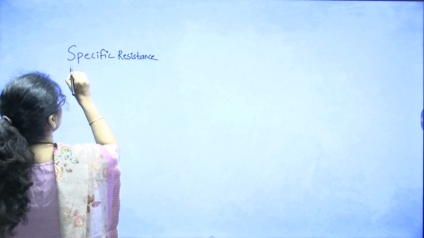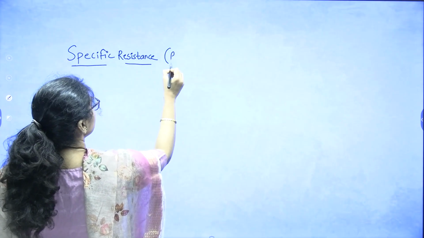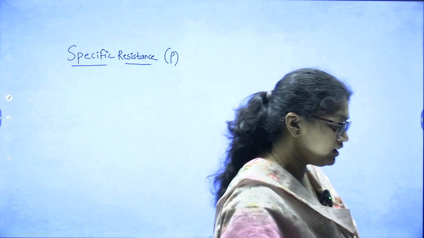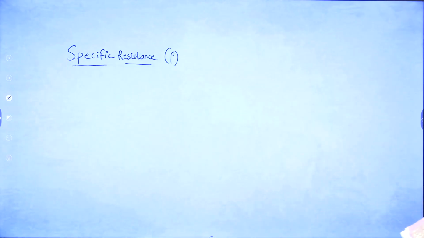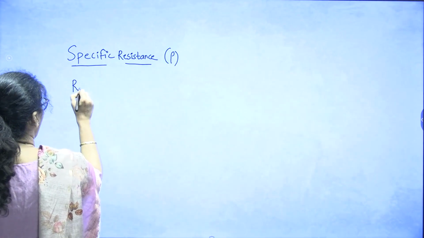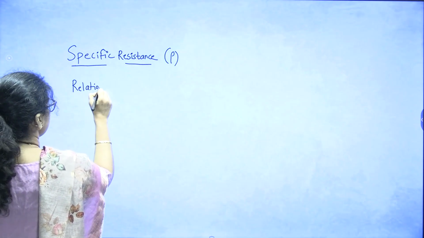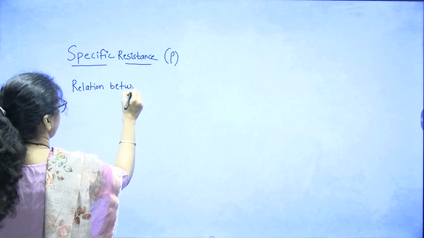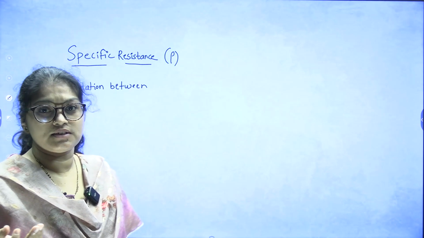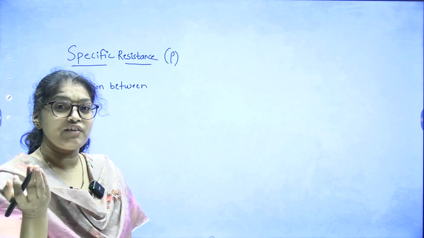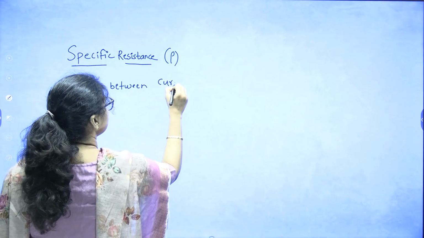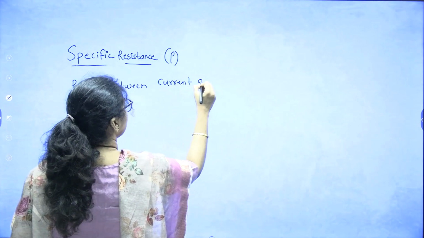This specific resistance is denoted by the letter rho. Now what we do is, we'll take the relation between the current and drift velocity. Already in the last class we had discussed this relation. We'll see how this rho will have an impact on the drift velocity, and how this will have an impact on the temperature. Everything we'll see here: the relation between the current and drift velocity.